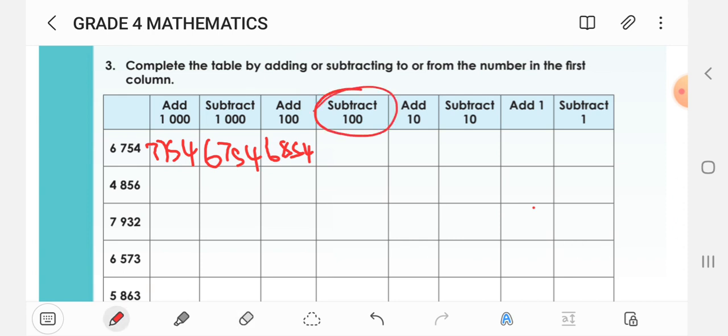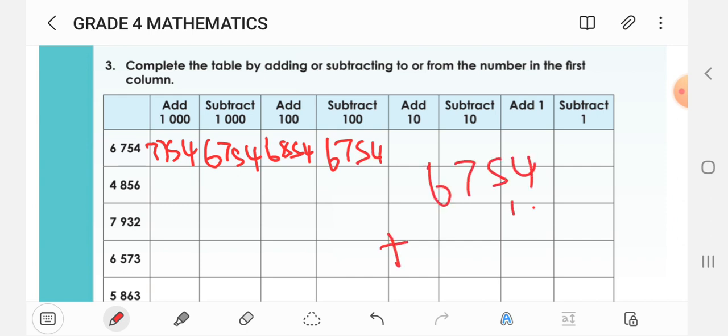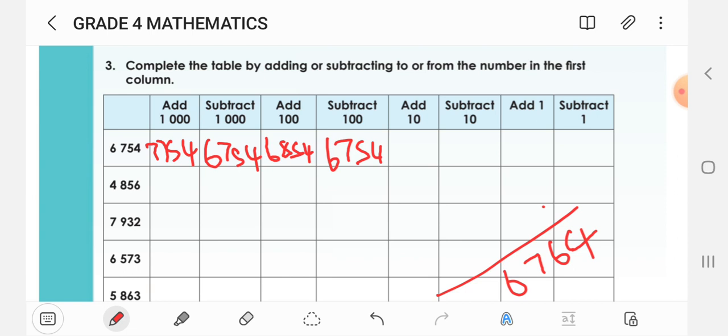And then we will subtract the 100. Then we'll have 6,754. And then 6,754 plus the 10. 4 plus 0, 4. 5 plus 1, 6. 7 plus 0, 7. 6 plus 0, 6. And then the answer here will be 6,764. And then when we subtract the 10, we'll go 6,754. We go back here before we add the 10. And then when you add the 1, that will be 6,753. So that is how you do this table.